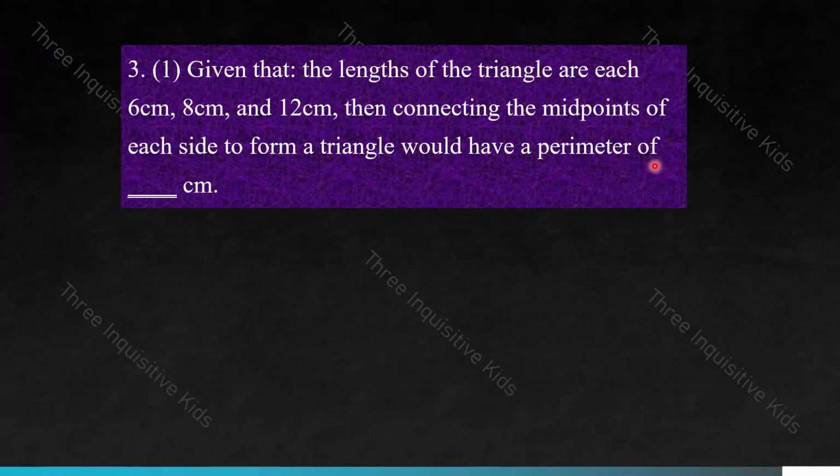Now the first part to our third problem. Given that the lengths of the triangle are each 6 centimeters, 8 centimeters, and 12 centimeters, then connecting the midpoints of each side to form a triangle would have a perimeter of blank centimeters. Now this problem is the best to draw something out. So you can first draw the model of this triangle out, and then connect their midpoints, and then you can find the perimeter of this smaller triangle.